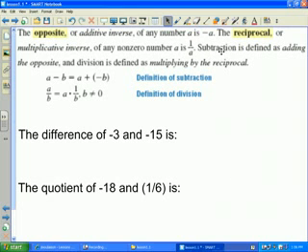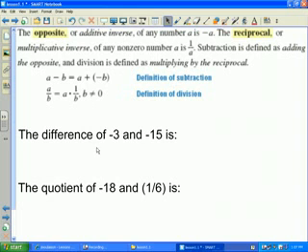I can define subtraction as adding the opposite. So in other words, one way to define A minus B is to say, well, that's equivalent to A plus the opposite of B. I can define division in terms of multiplication. Dividing A divided by B, I can redefine that as A times the reciprocal of B. Again, B cannot be equal to 0.